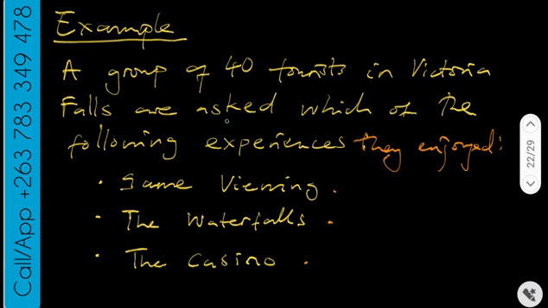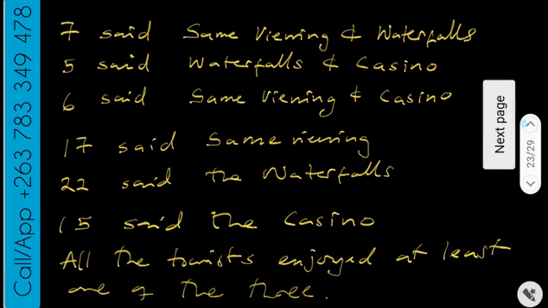So there were 40 tourists, and each one of them was given a questionnaire, and they were going to tick off which of the activities or the experiences they enjoyed. Each tourist could tick 1, 2, or all three. If they enjoyed all three, they could pick all three. If they enjoyed only one, they could pick only one.